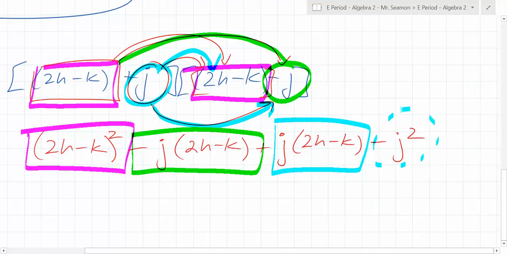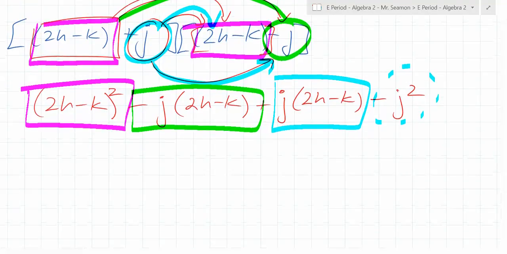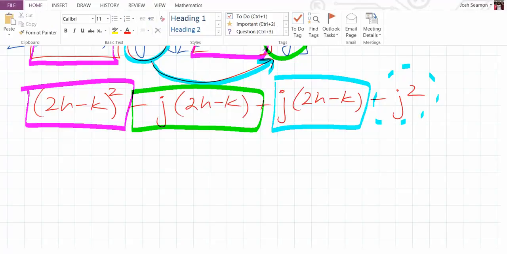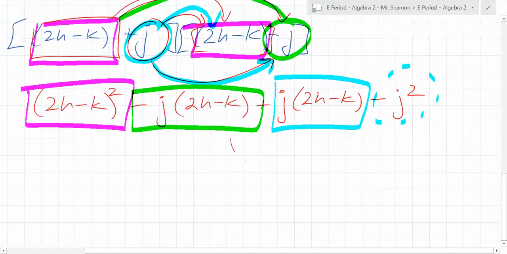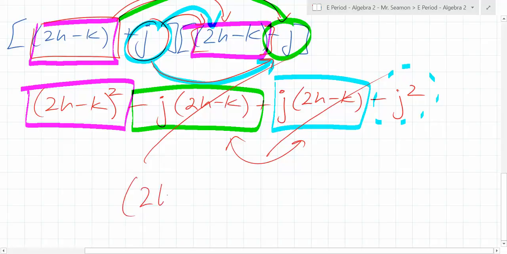Negative j, yeah, negative j squared. Are we done yet? No, we are not. What do you notice about the blue square and the green square? These two right here. Well, one of them is minus j times 2h minus k, and one of them is plus j times 2h minus k. Gone. So what are you left with? 2h minus k squared minus j squared.